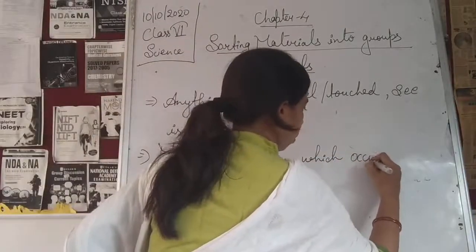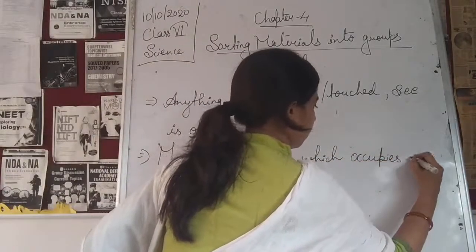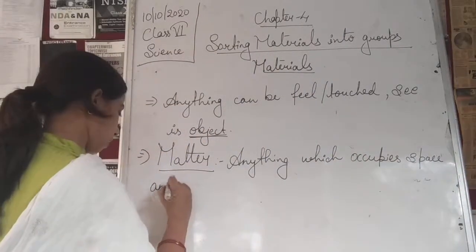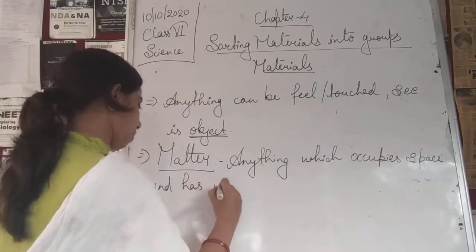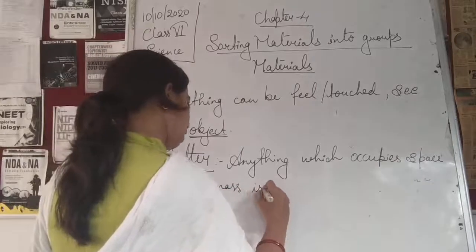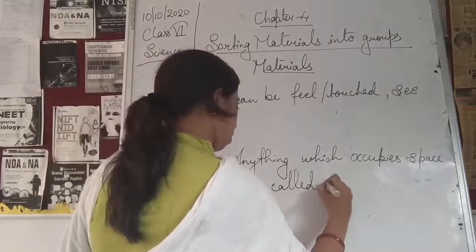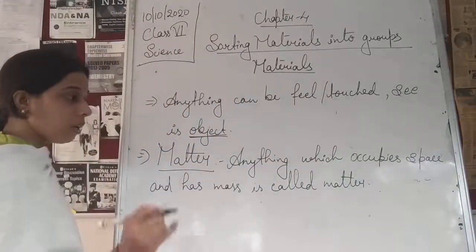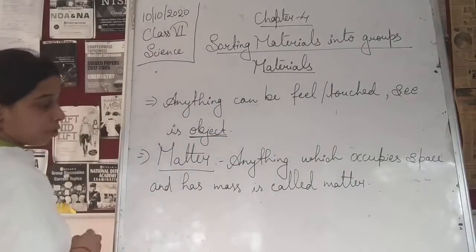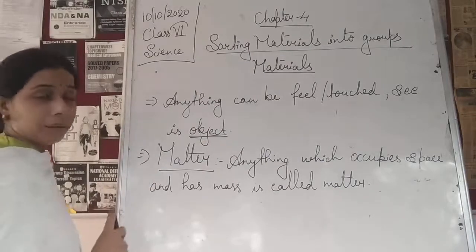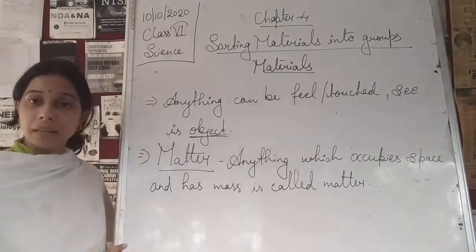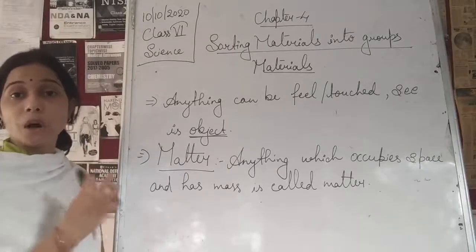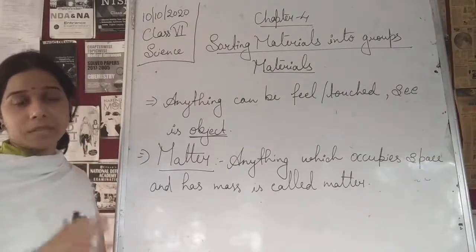Anything which occupies space and has mass is called matter. So a thing which occupies space and has a mass is known as matter. And what is material? The matter by which an object is made up of is material.